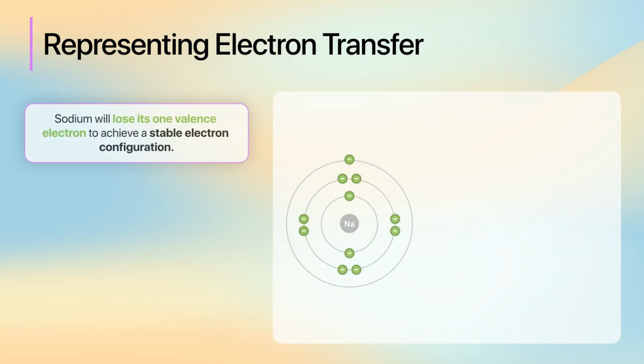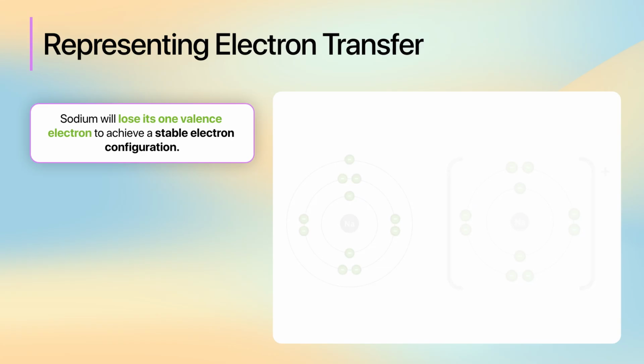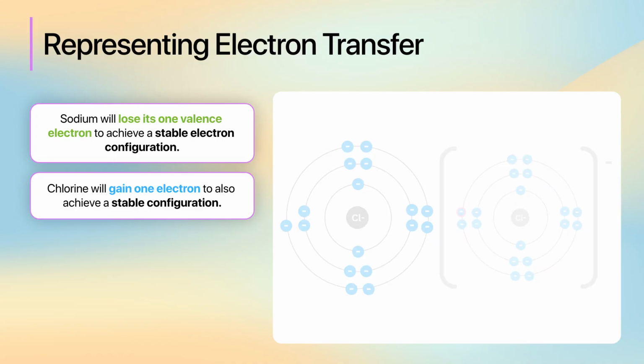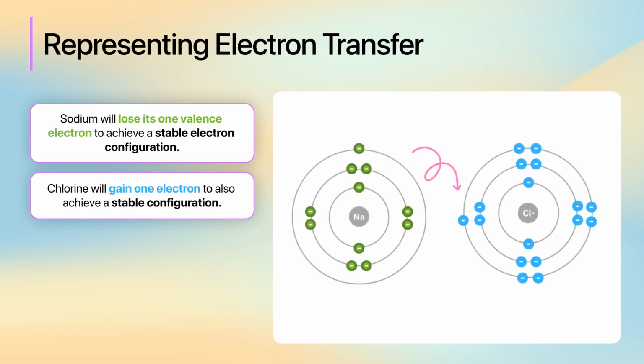Now we'll show the transfer of electrons from the metal to the non-metal. Sodium will lose its 1 valence electron to achieve a stable electron configuration, like that of neon. Chlorine will gain 1 electron to also achieve a stable configuration, like that of argon. We can see this transfer of electrons here.